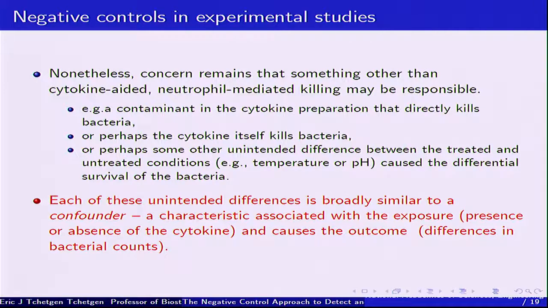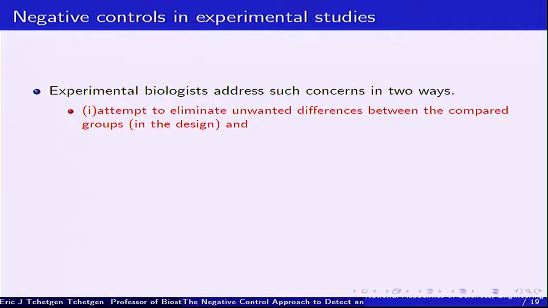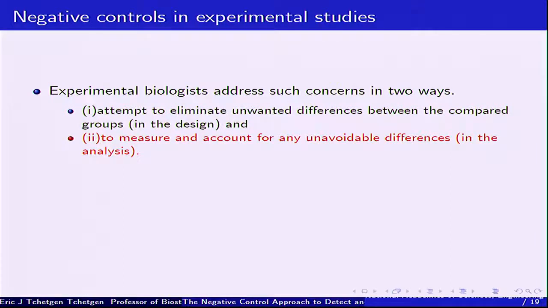Each of these unintended differences is broadly similar to what we call in epidemiology confounding: a characteristic associated with the exposure, the presence or absence of the cytokine in this case, and that causes the outcome, the differences in the bacterial counts in this example. So how do they address this issue traditionally in experimental biology? Well, they do two things. They attempt to eliminate unwanted differences between the compared groups in the design, and further to measure and account for any unavoidable differences in the analysis stage.